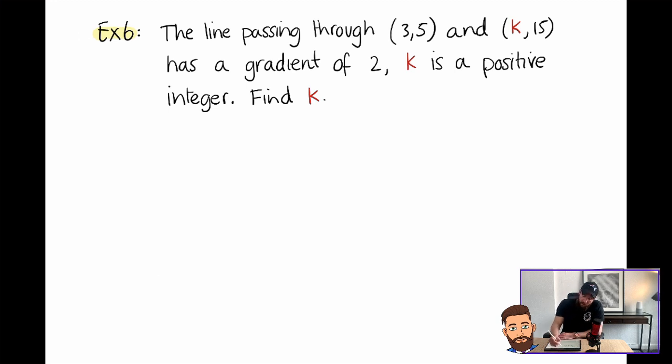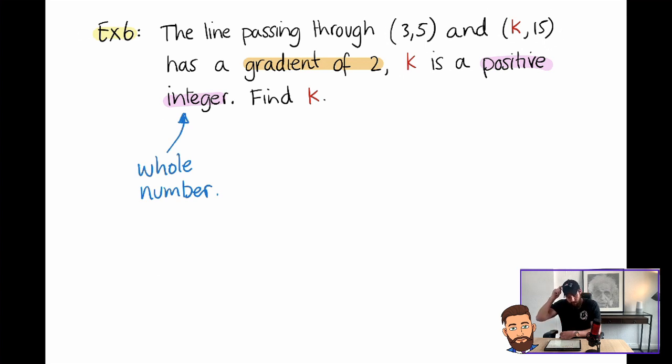Example 6. The line passing through the point (3, 5) and (k, 15) has a gradient of 2. k is a positive integer. So straight away, we've got 2 number coordinates and then a letter and another coordinate. So that might be a problem. What does that mean? Usually students see that and they freak out and they don't know what's going on. A positive integer, that is the mathematical way to say a whole number.